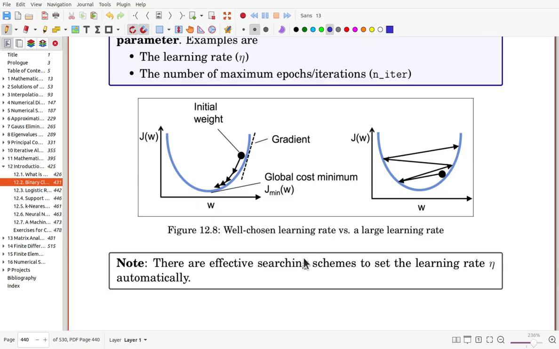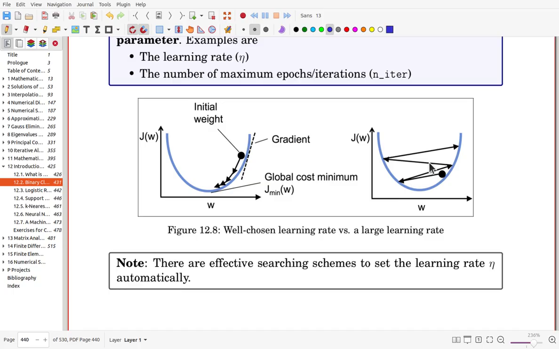For the hyperparameter learning rate eta, you have to choose eta small. If it is too large, then the iteration is not really converging. After a certain iteration, it starts blowing up so that you cannot get a convergence result. You have to choose eta small enough so that it is stabilized. However, if you choose eta too small, then convergence is slow.